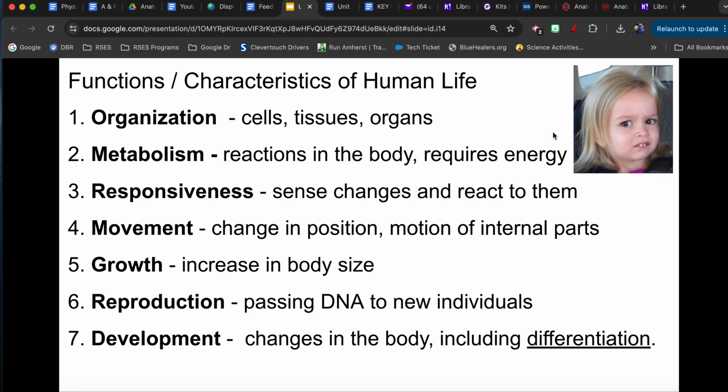So on the last page we said that an organism was anything that performs all the functions of life. Well, here are the functions, the characteristics of human life. We already mentioned organization, that we go from cells to tissues to organs and so forth. Number 2 up there is metabolism. All your reactions in the body need energy. We'll talk about that one on a separate slide. Responsiveness, number 3. You have the ability to sense change and react to it.